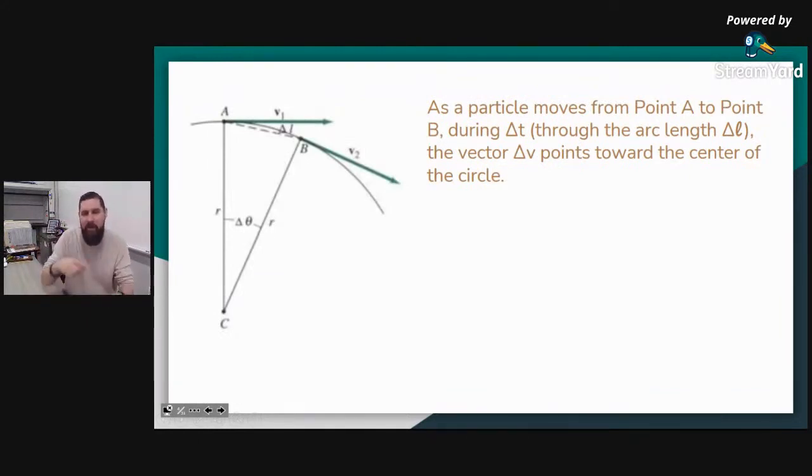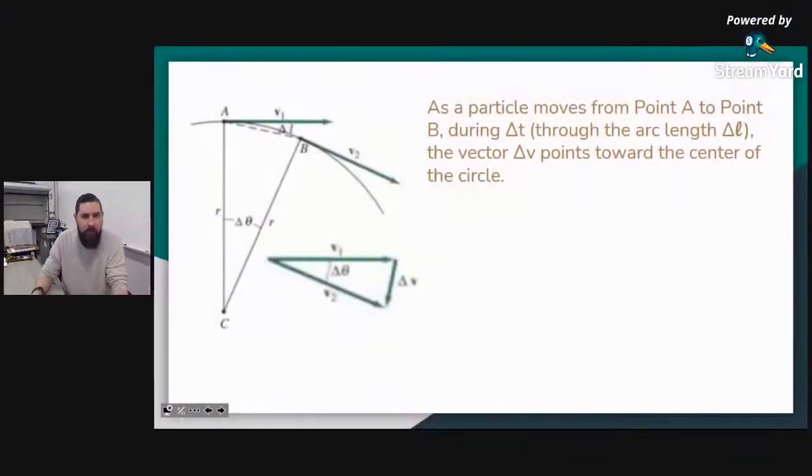We can take these two velocity vectors, the velocity at A and the velocity at B, and construct a vector diagram with velocity A and velocity B. If we take their vector sum, this gives the change in velocity. What we notice is that this change in velocity is pointing inwards towards the center of the circular motion. That's what this triangle right here is showing you.